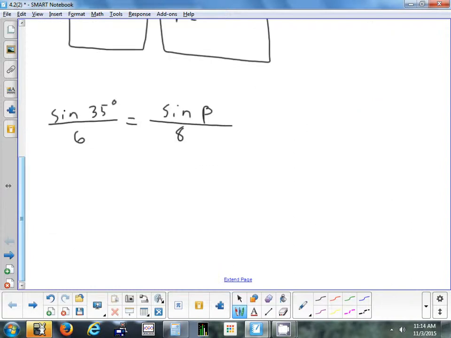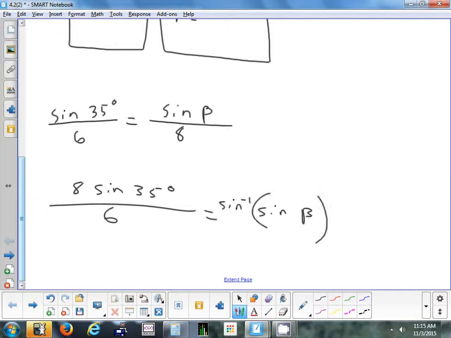Right, so if you cross multiply, you're going to have 8 sine 35 divided by 6 equals sine beta. Okay, and Natalie, we just mentioned it, but how do I get rid of sine? Inverse. Yeah, we're going to do inverse. Yeah, inverse sine. We do it on the right. Cancels out. We do it on the left.